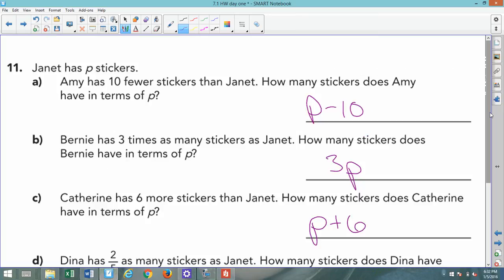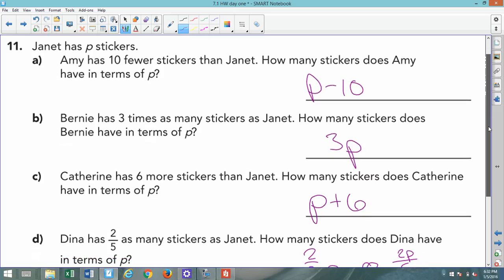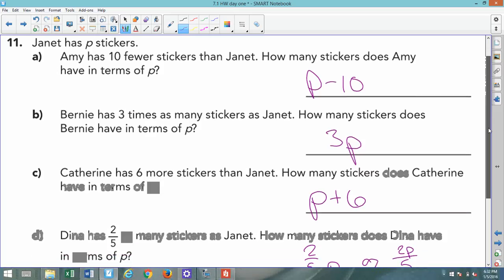Janet has P stickers. Amy has 10 fewer stickers than Janet. How many stickers does Amy have in terms of P? So if it's 10 fewer, you would do P minus 10. Next, Bernie has 3 times as many stickers as Janet. How many stickers does Bernie have in terms of P? It's going to be 3 times P, or 3P.